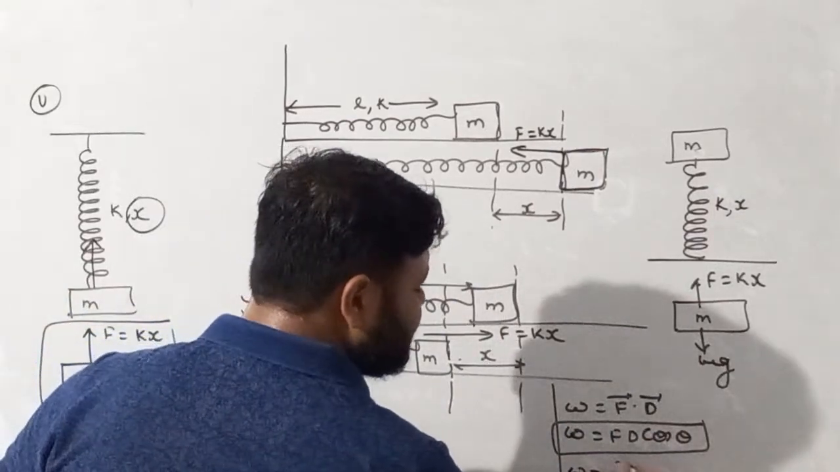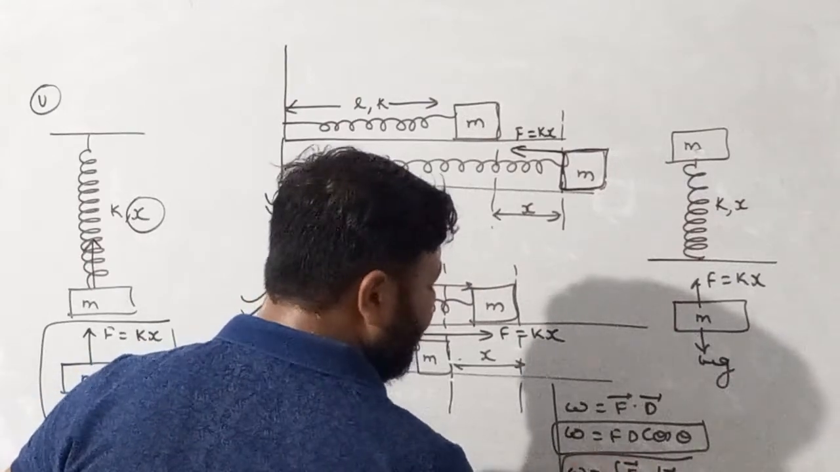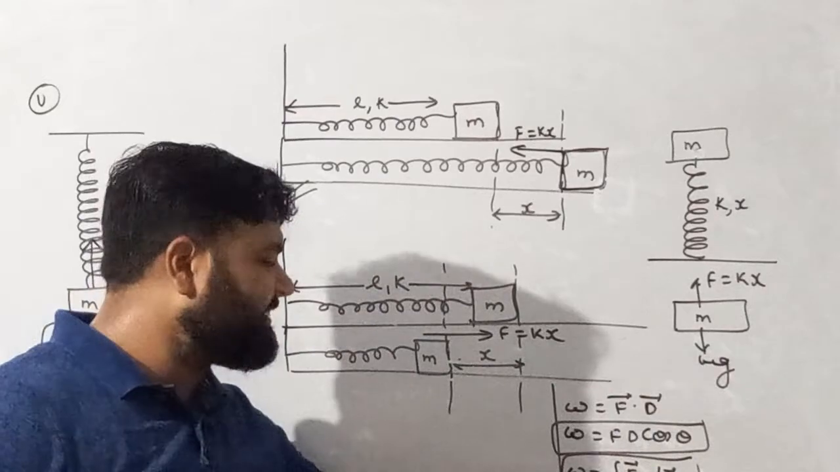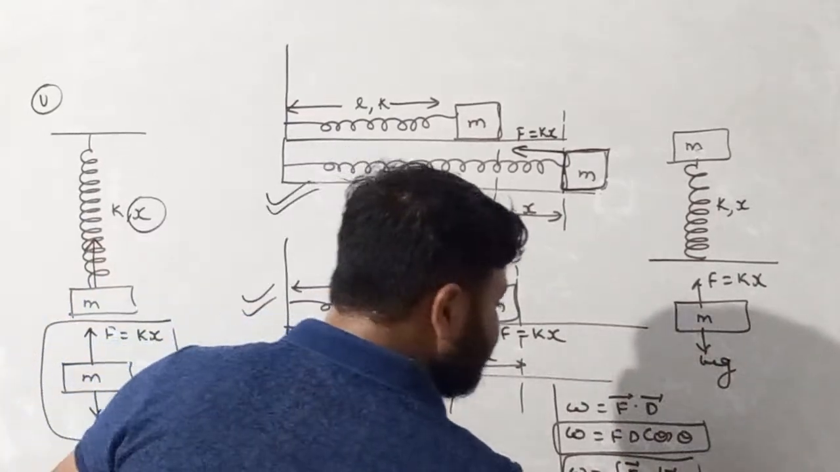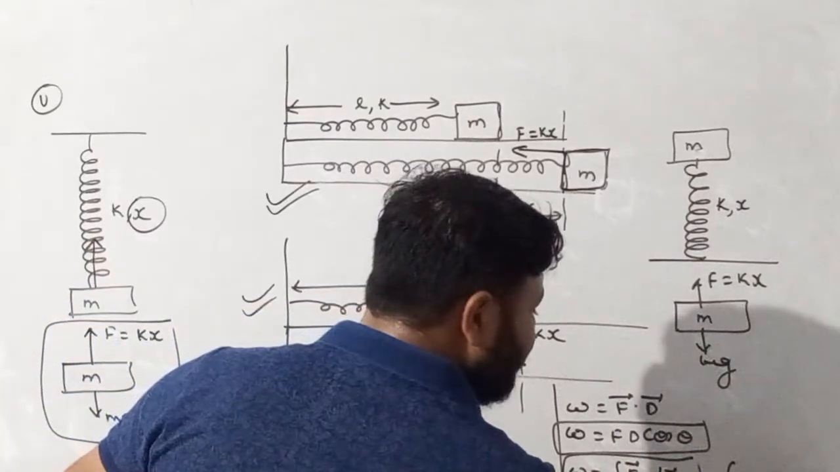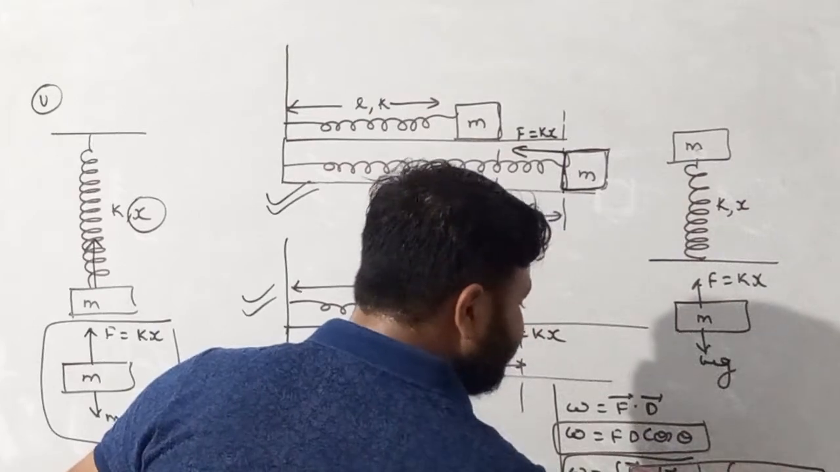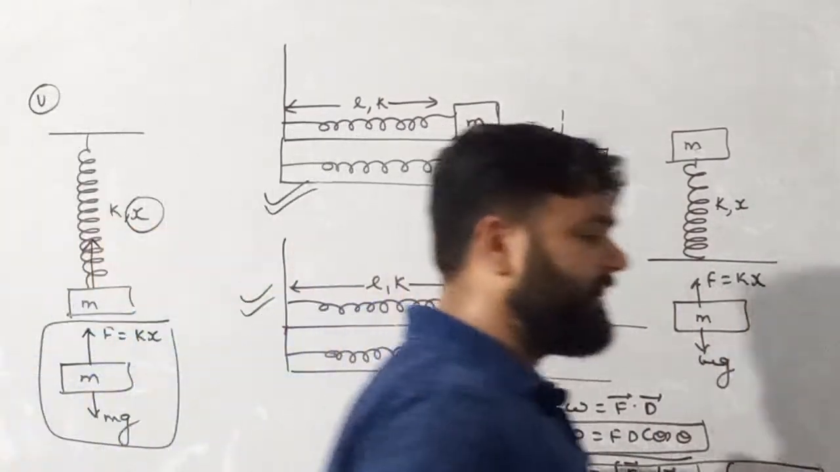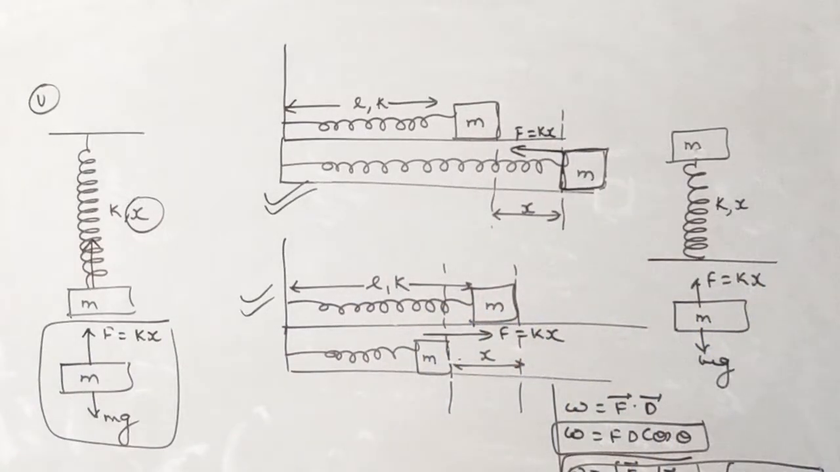So if force is variable, then we have to move for integration, that is W is equal to integral F vector dot dr vector, or we can say integral F dr cos theta, where theta is the angle between force and displacement. Now write down the heading: work done by the spring force.